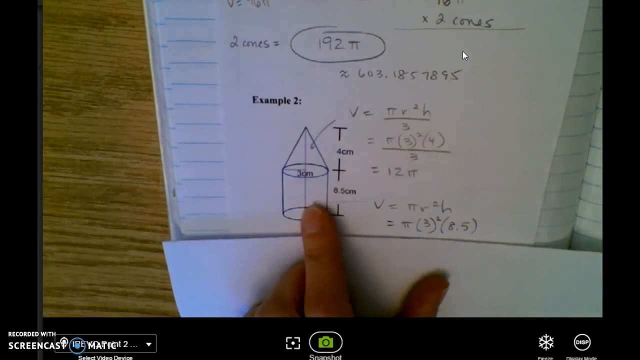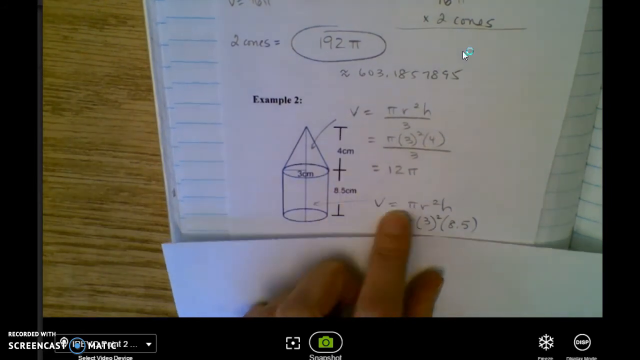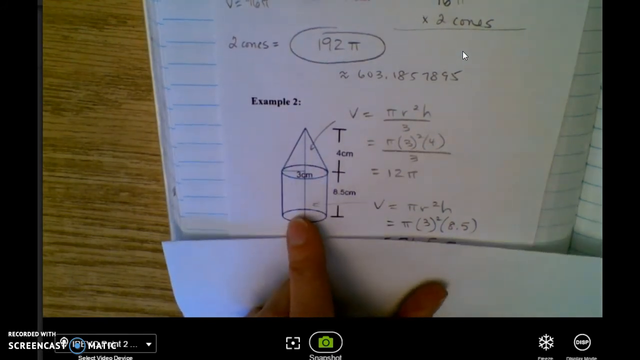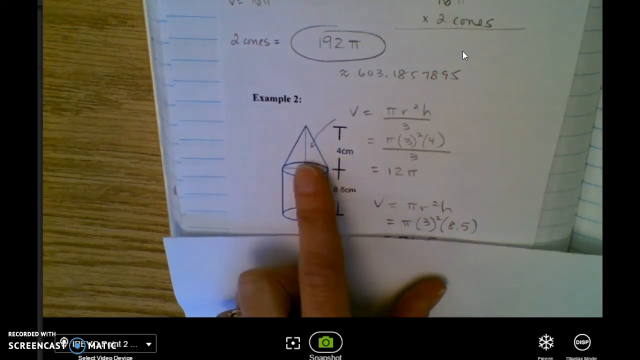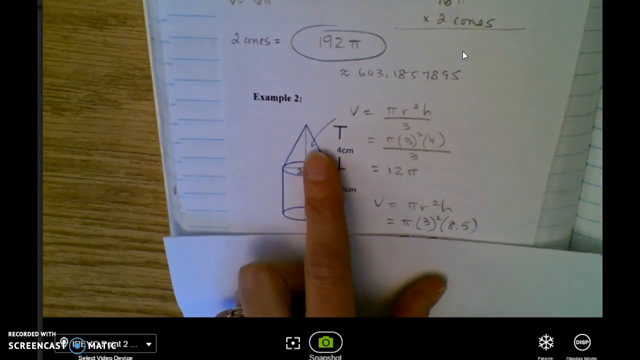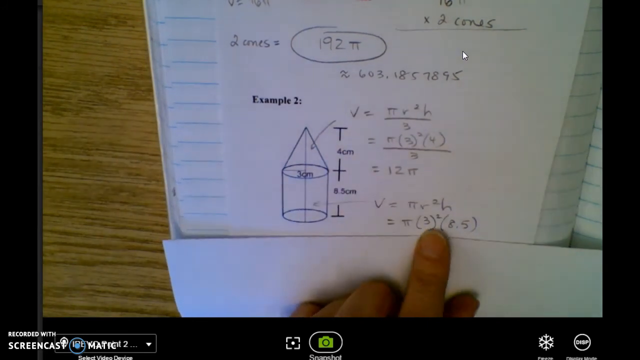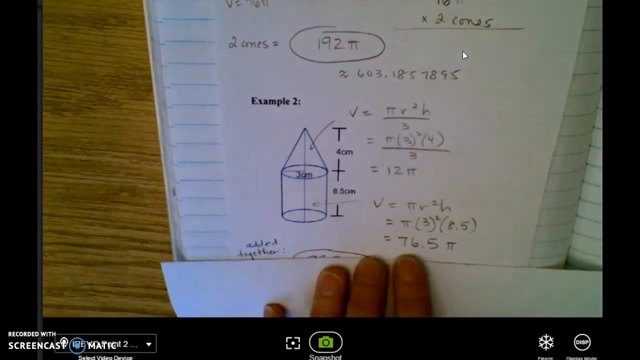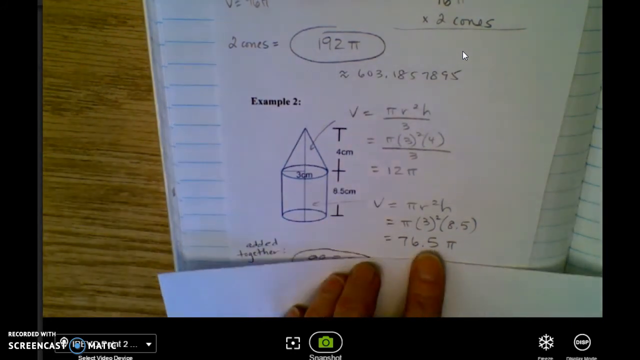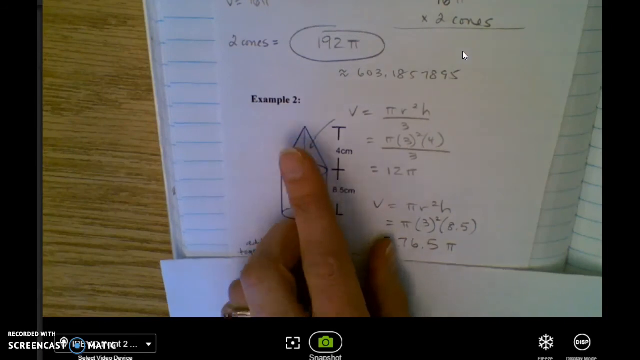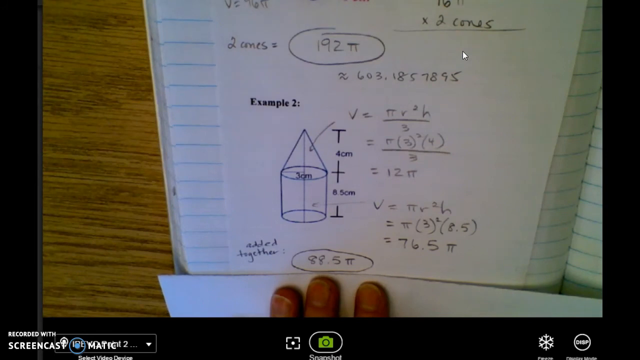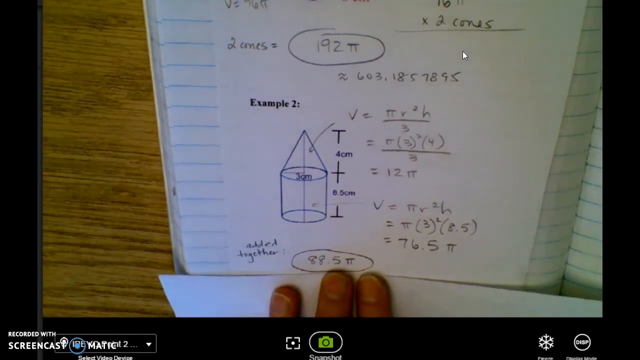Your cylinder has a slightly higher height to it, so make sure you use 8.5 for the height for your cylinder. You do have the same radius. The bottom of the cylinder is the same as the circular top, which forms the base of your cone. So that's why your radius is still 3 for this problem. So we've got our 3 squared. We've got it multiplied against 8.5, and we do get a volume for just the cylinder piece, the bottom shape, 76.5. Because we're combining the two shapes together to form one big composite shape, we have to add those numbers together. So we should get 88.5 when we do that.